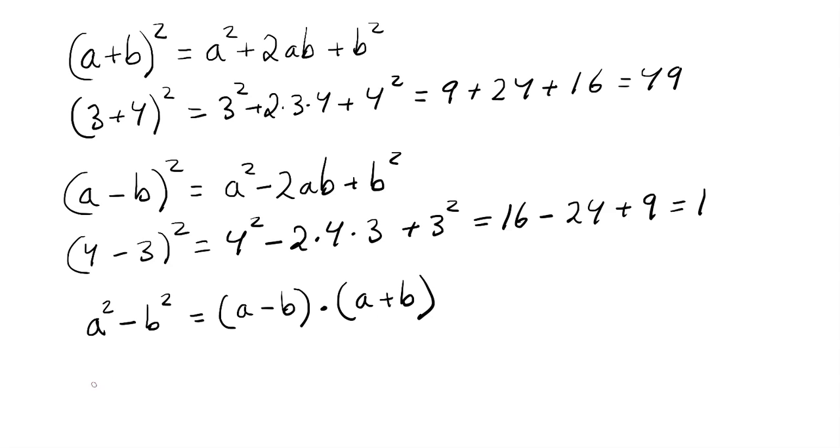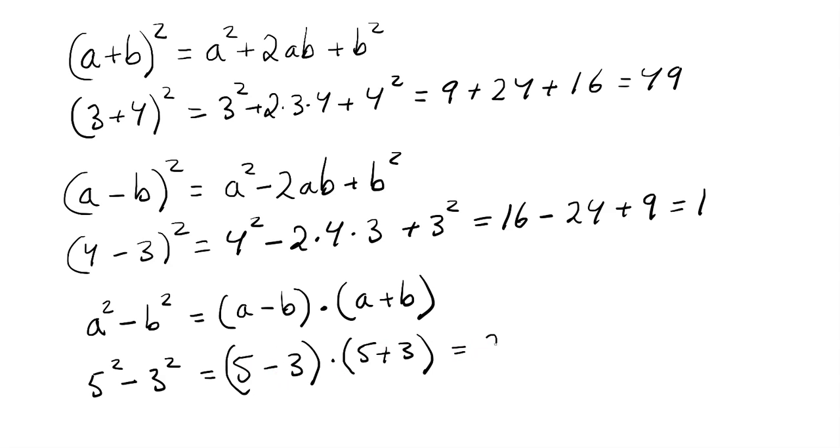For example, if I have 5 squared minus 3 squared, then I can use this formula. So here a is 5, and b is 3. So this becomes 5 minus 3, and this becomes 5 plus 3. And this here is 2, and this is 8. So this is 16. So that's a way you can calculate a difference of two squares. Sometimes this formula becomes handy.